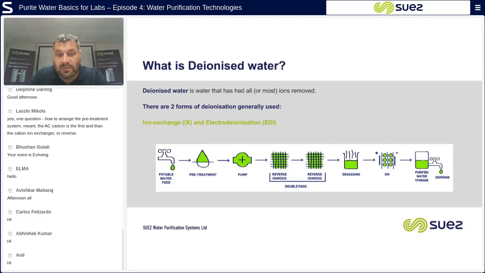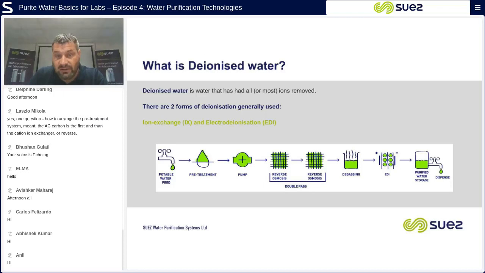There are two forms of deionisation: ion exchange or electrodeionisation. Ion exchange is a deionisation process where water is passed through beds of ion exchange beads. When the water comes in contact with these beads, the ions are transferred from the water to the beads. This creates the final product of pure water.